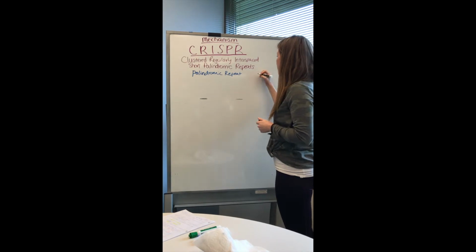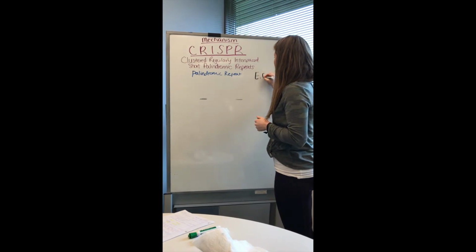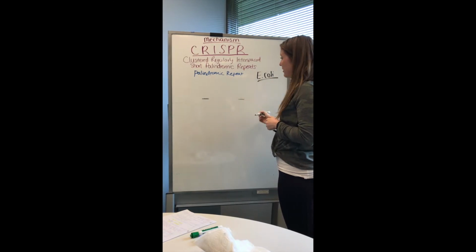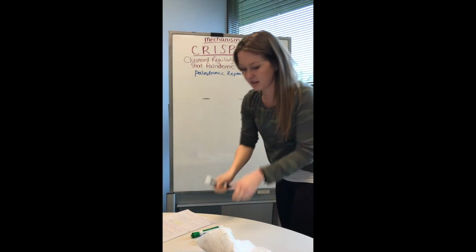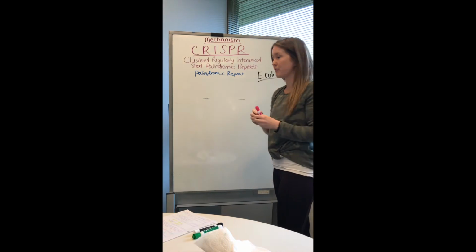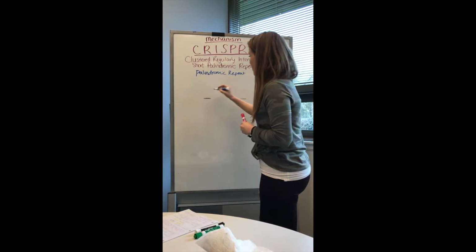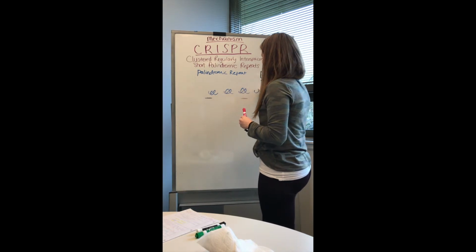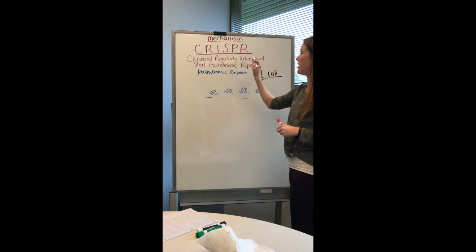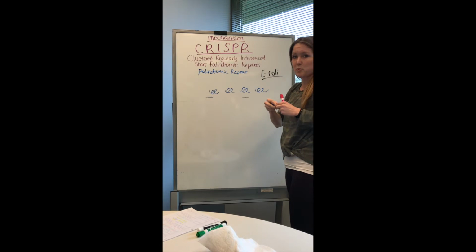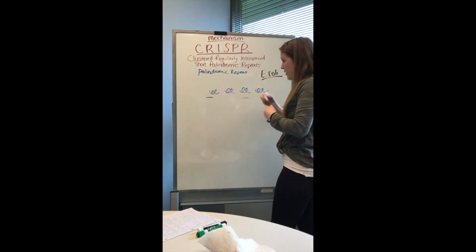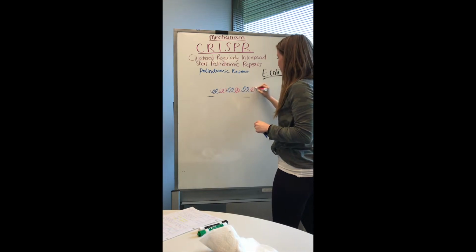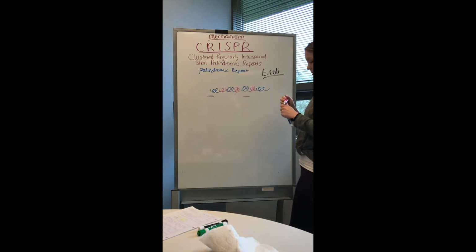So CRISPR is a mechanism that bacteria have, kind of like their immune system. It was discovered in E. coli. And so how it works is there's palindromic repeats, and so that's segments of DNA, like Madeline talked about, that are the same and they're interspaced. So what goes between those spaces? Well, in between the spaces are segments of DNA that are unique to each other.